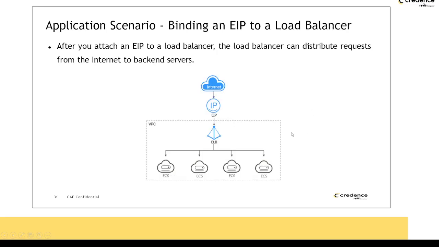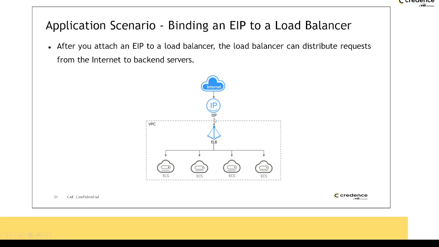Okay, now the next one is, let's say you want to bind EIP to a load balancer. So after you attach EIP to a load balancer, the load balancer can distribute requests from the internet to the back-end servers. So let's say we have this one VPC. Let's say we have 4 ECS, Elastic Cloud Server, which are connected to Elastic Load Balance. When we want to balance all the traffic in the ECS, we use the ELB. So to connect to the internet, instead of using each individual ECS, we can use the ELB to connect to the EIP.